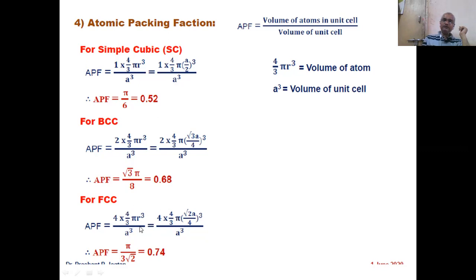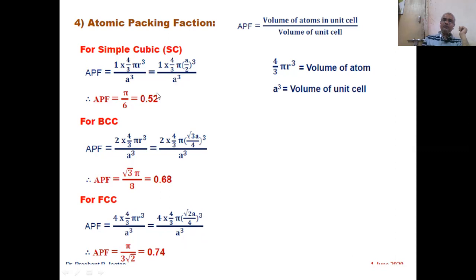Now again, we have seen in the last slides, there is a relation between the atomic radius r and lattice constant a for FCC structure, and the relation is r is equal to root 2 upon 4 into a. So putting the value of this r in this equation and simplifying all these terms, you will get pi upon 3 root 2, which is equal to 0.74. So this is the numerical value.